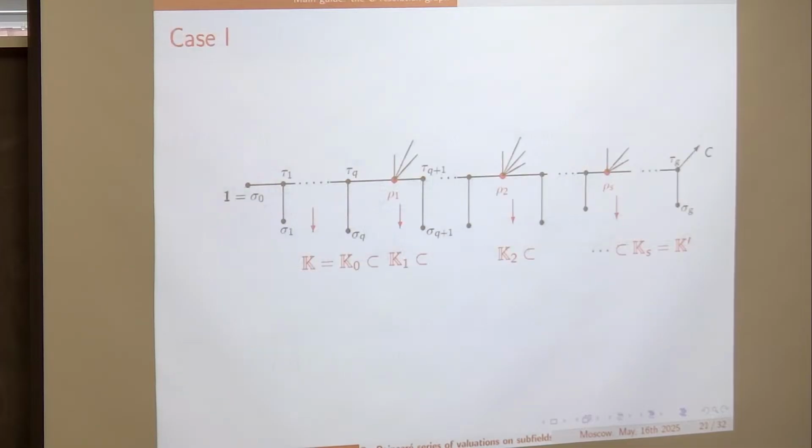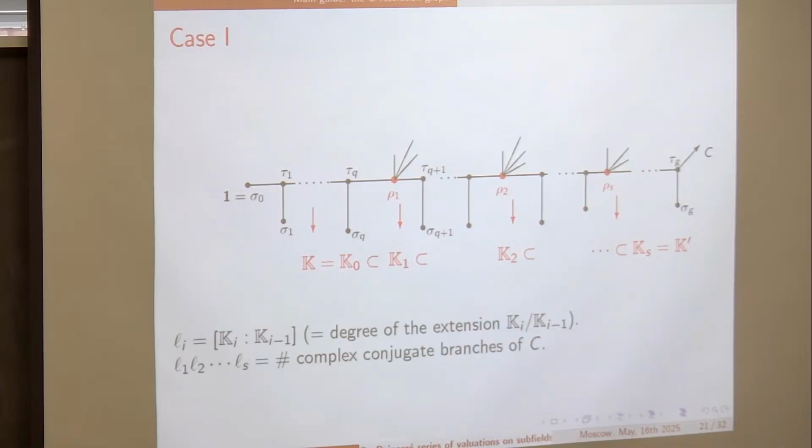So this is the picture for this case, in which we have more or less all the data. You have here the branching points, and just at the branching points, you have the same field. Here you have a new field, bigger. You have the same field up to here, then K2, etc., up to the end. And of course, the groups will go in the opposite direction.